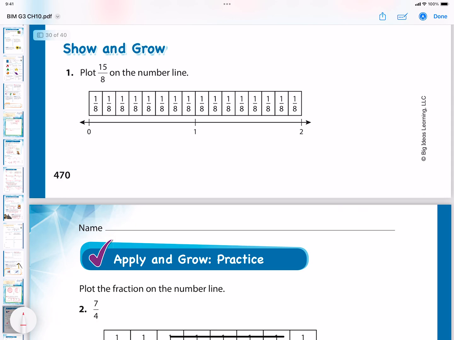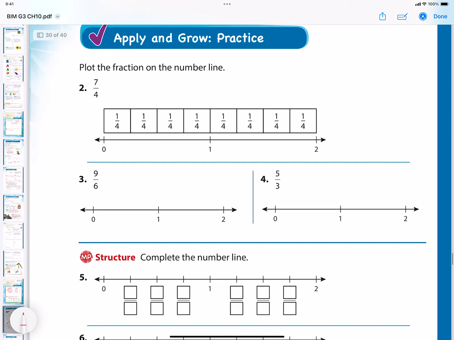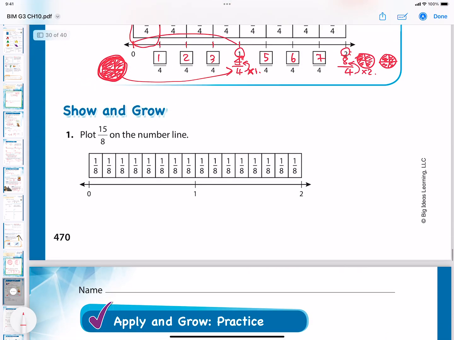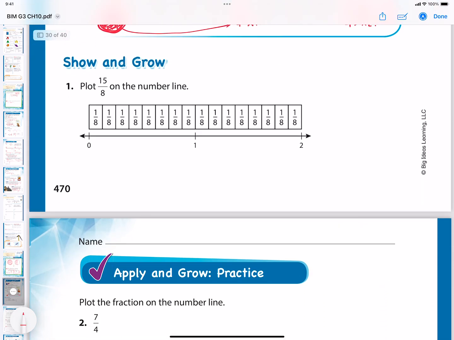Now, number 1, show and grow. After this number 1, I want you to do the questions up to number 8 by yourself, okay? And then always you can pause your video and solve number 2, and then watch your answer with my videos to check if you got it right or made a mistake. If you made a mistake, you can always watch my video on how I solve this problem and then learn from it. Okay? All right, let's go ahead for number 1.